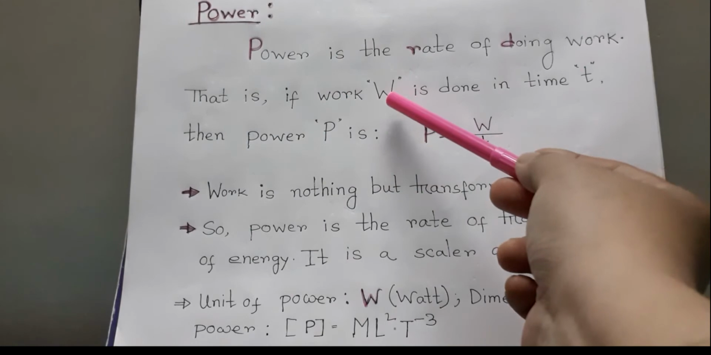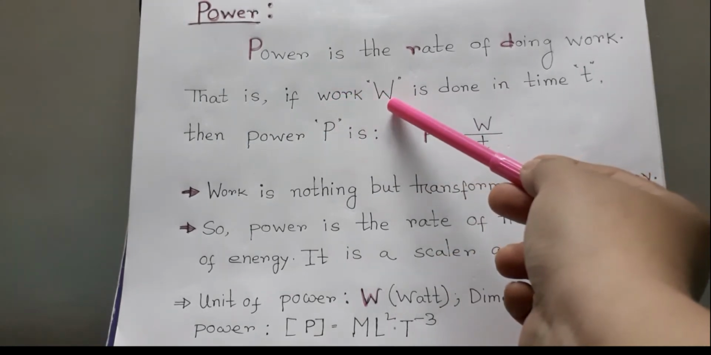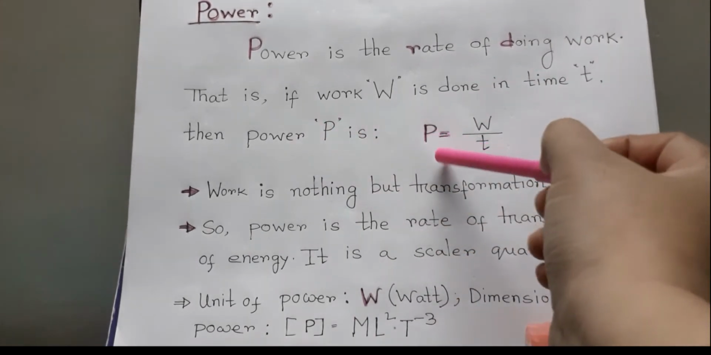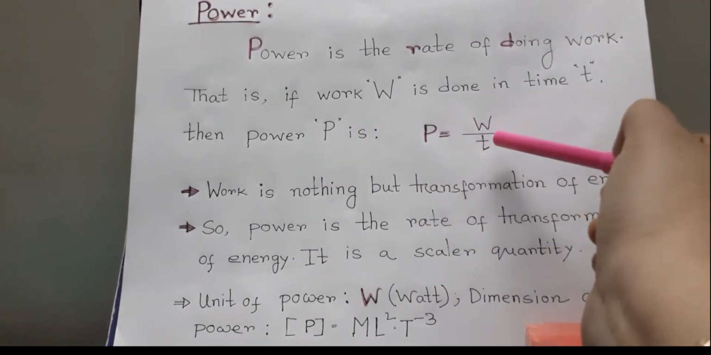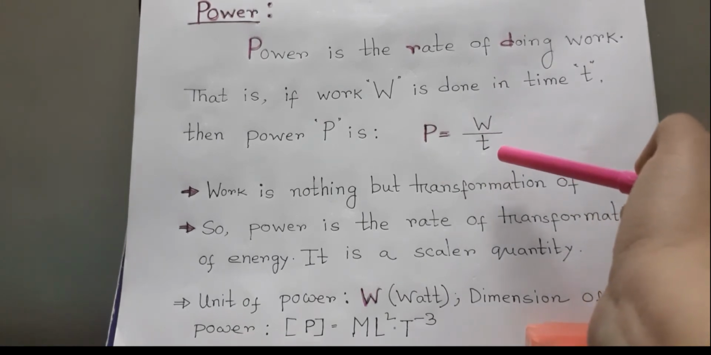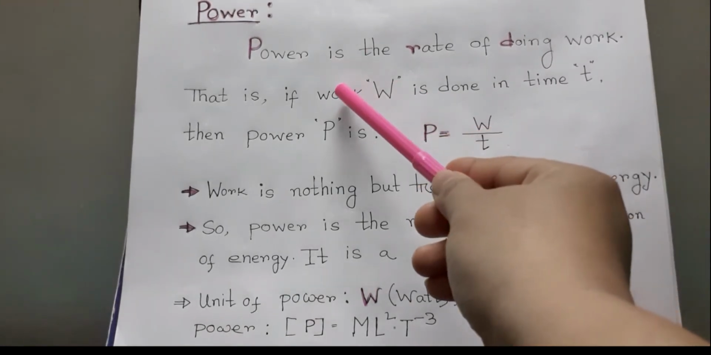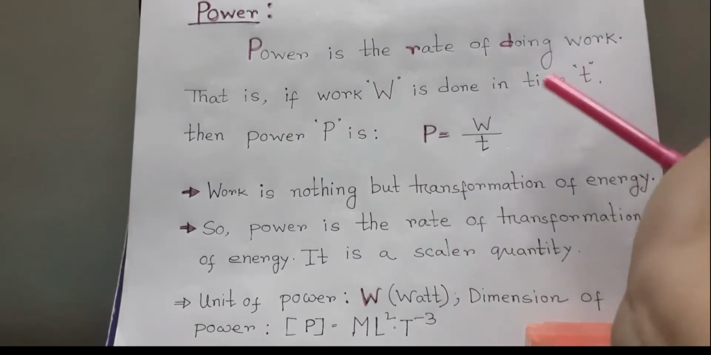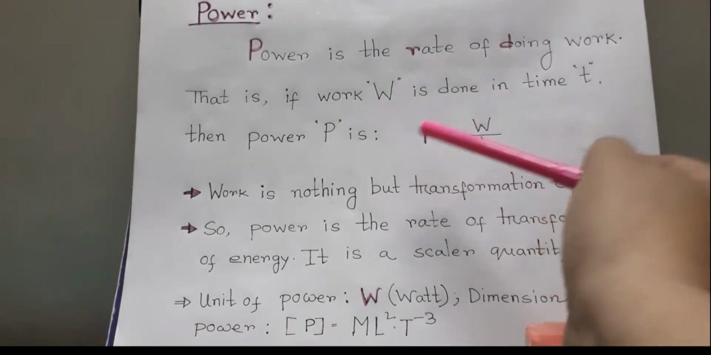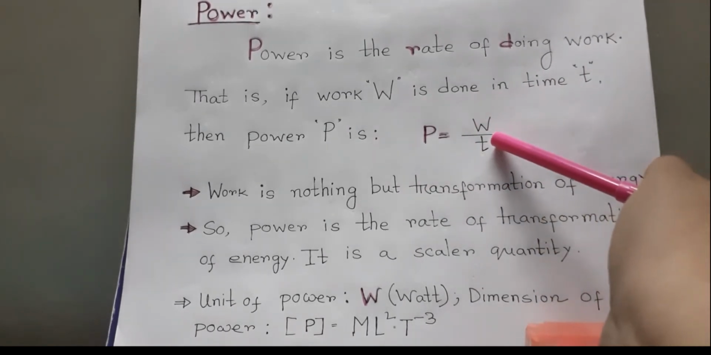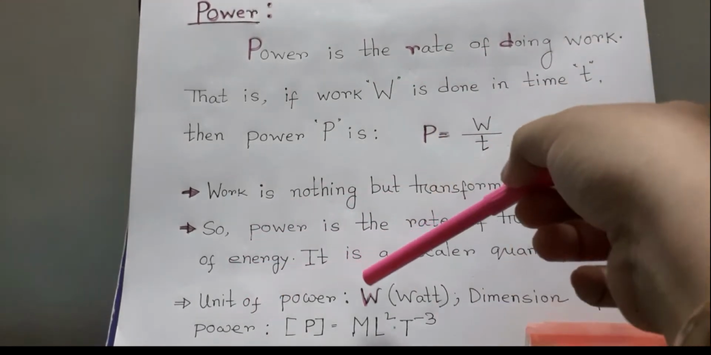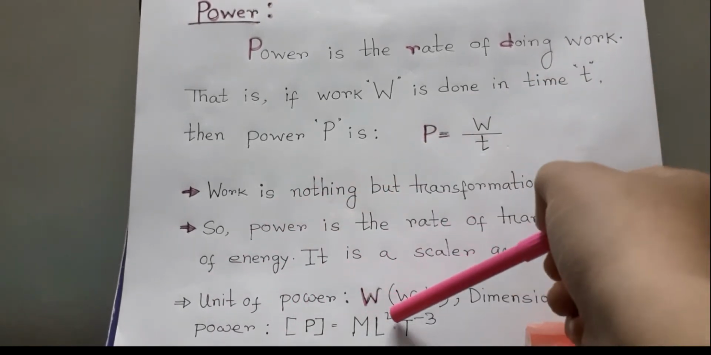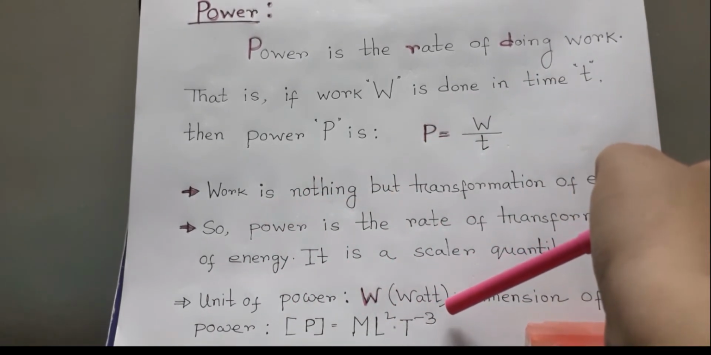Now, if work is denoted by W and time is denoted by T, then power P is equal to W by T. Again, if work is denoted by W and time is denoted by T, then power is equal to W by T. The unit of power is watt. The dimension of power is mL square T to the power minus 3.